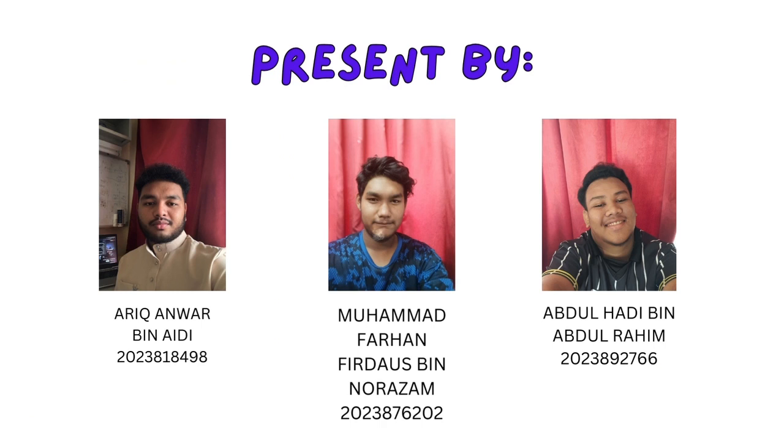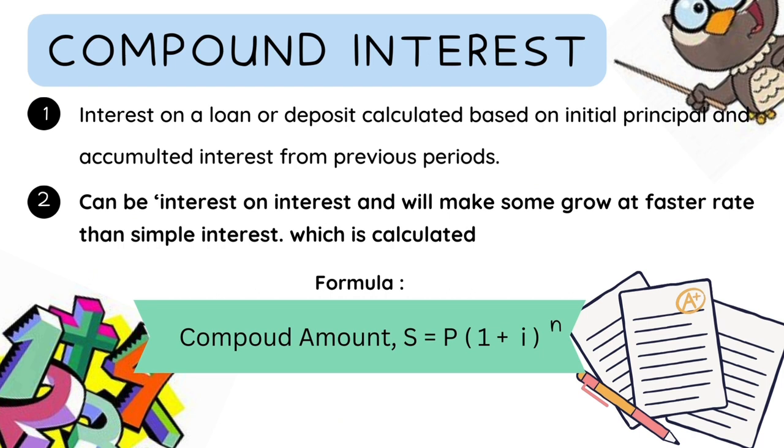Compound interest is interest on a loan or deposit calculated based on the initial principal and the accumulated interest from previous periods. It can be interest on interest and will make a sum grow at a faster rate than simple interest. The formula is compound amount S equals P open bracket 1 plus I close bracket to the power of N.